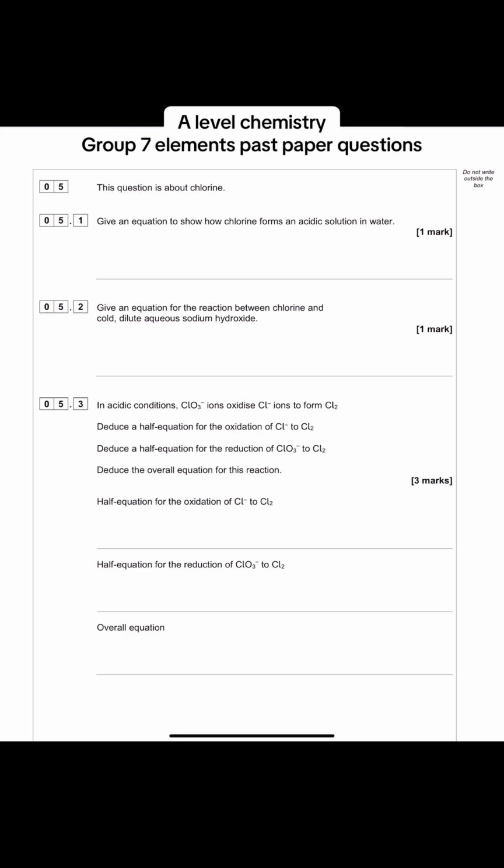Remember that when chlorine reacts with water, it can either give hydrogen chloride and oxygen, or chloric(I) acid and hydrogen chloride. If they only ask you about acidic solution, you can put any of these reactions or any of these equations. But if they specifically tell you that it forms two acids, then you have to put the chloric(I) acid and the hydrogen chloride.